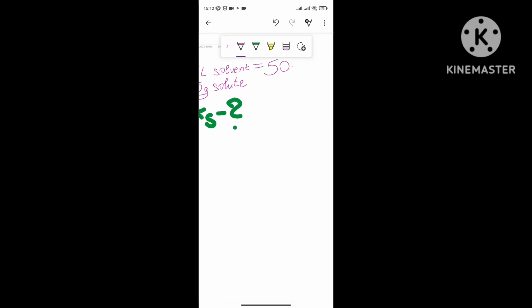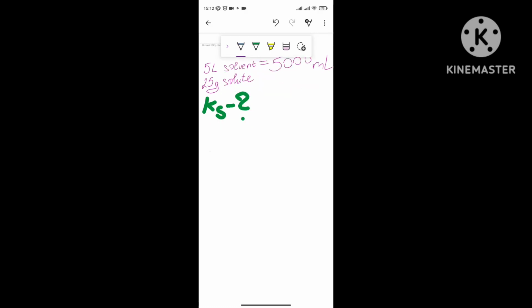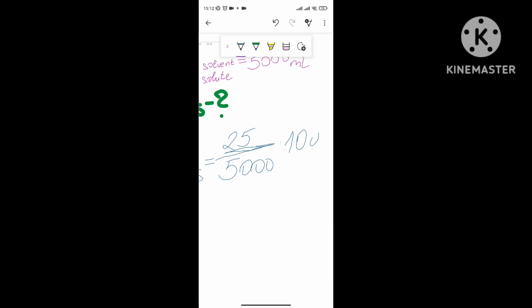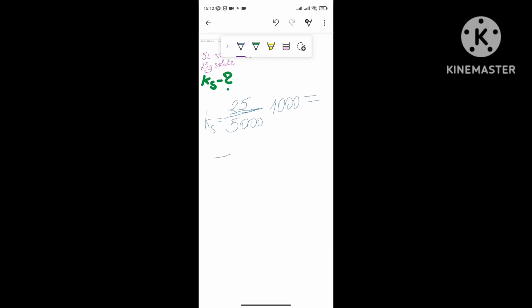So we have 5 liters of a solvent. Let's convert it into milliliters. So 5 liters will be 5,000 milliliters. Well, we take now 25 grams, like the maximum amount of a solute, M of a dissolved substance, 25, and divided by 5,000. So it will be 25 grams and 5,000 milliliters, and we multiply it by 1000.